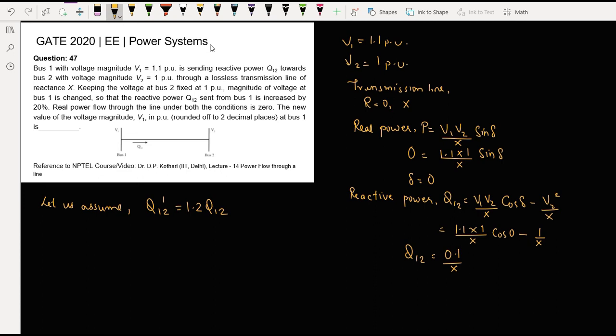So we can say that let the new value of voltage at bus 1 be V1 dash, right? Again, Q12 dash is equal to V1 dash V2 by X cos delta minus V2 square by X. On putting the values and solving, let us see what we will get.